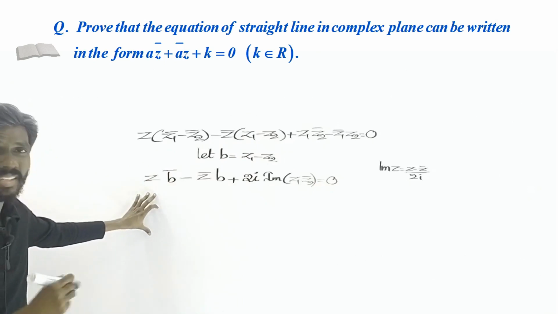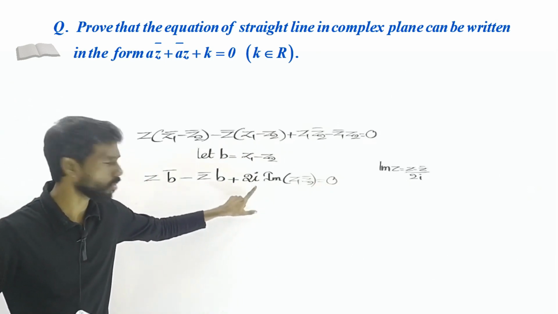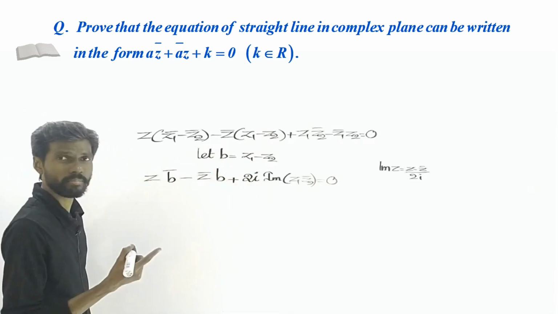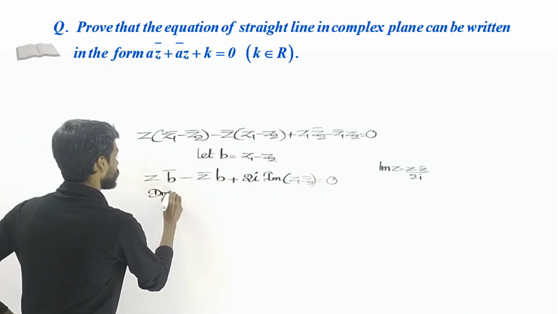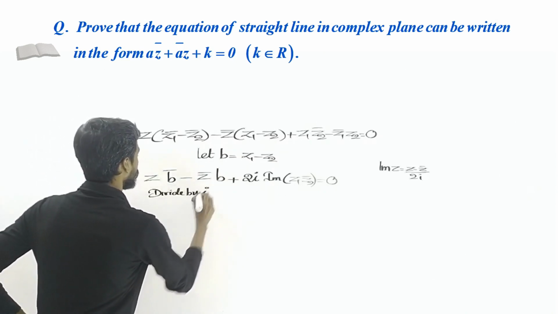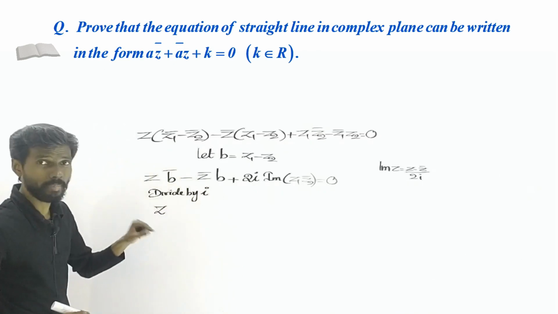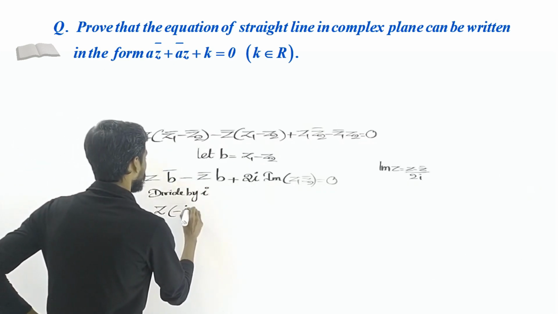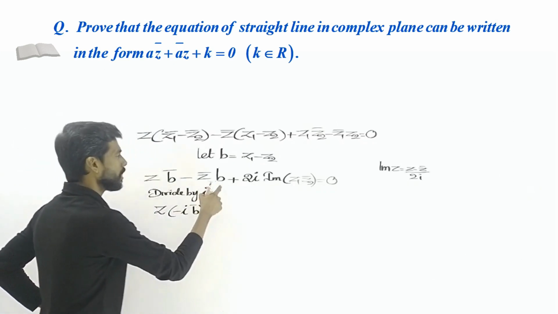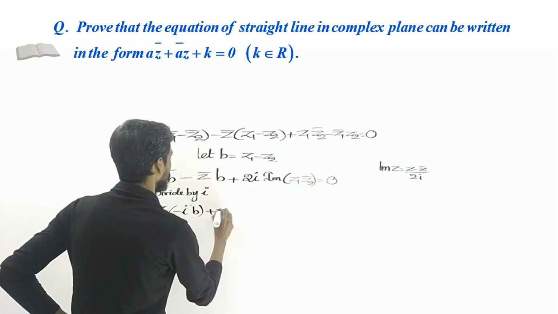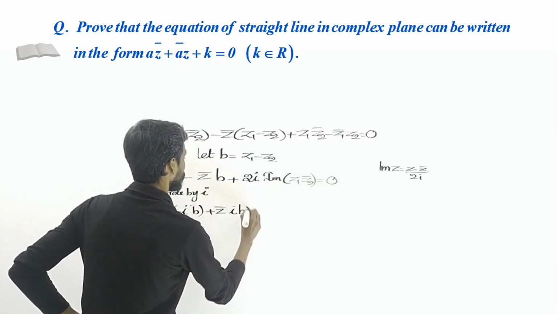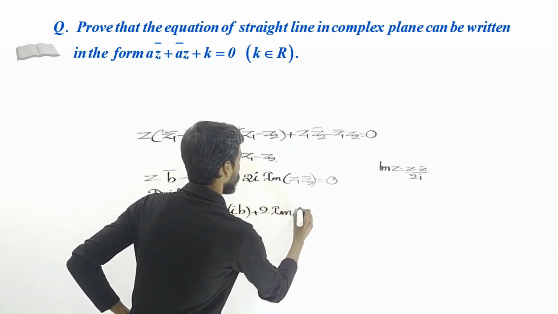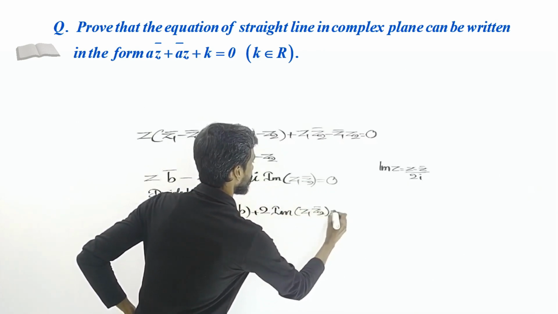Okay, now what you do, we write it in a slightly different way. You multiply the whole thing by I, we don't want this I, right? So divide the whole thing by I. If you divide by I, that will become minus I, because 1 divided by I is minus I. So we'll get minus I B bar. If you divide this by I, 1 by I is minus I. So plus Z bar I B. And you divide by I, so it will become plus 2 imaginary part of Z1 Z2 bar equals 0.